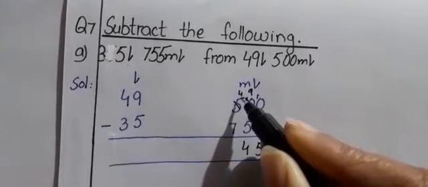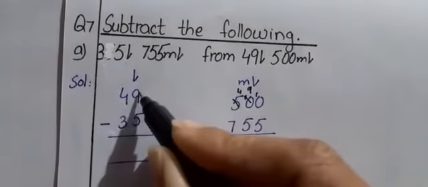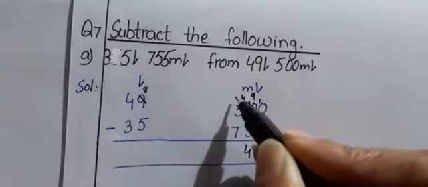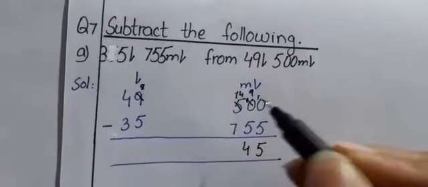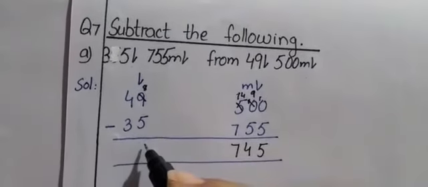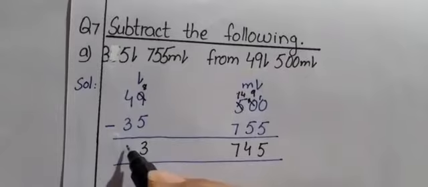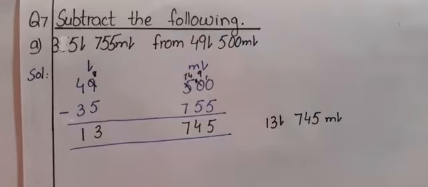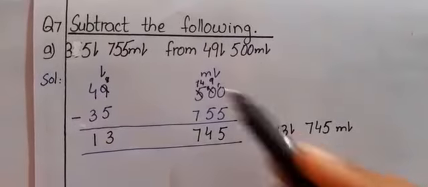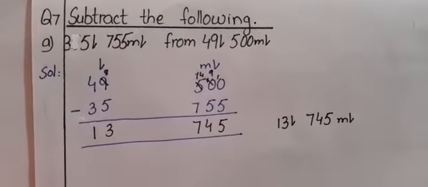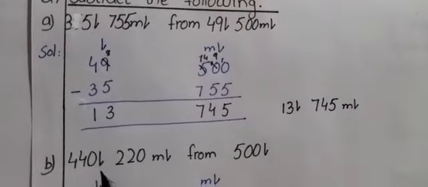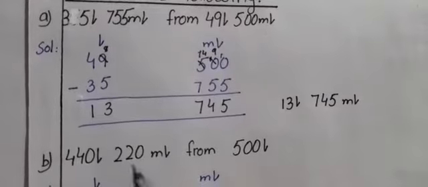Can we subtract 7 from 4? It is a no. So the neighboring digit is 9. It will become 8 and give 1 to 4. So it is 14 minus 7. 14 minus 7 is 7. 8 minus 5 is 3. And 4 minus 3 is 1. So you can see boys, I have written 13 liters 745 milliliter. That is our answer.